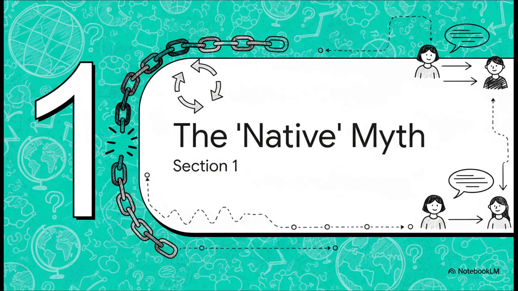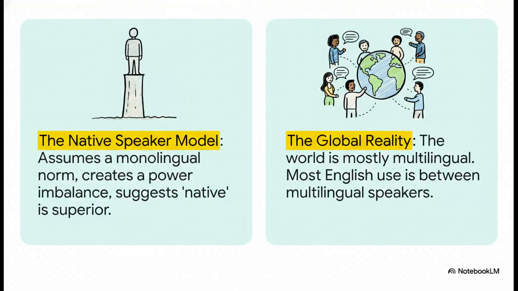Okay, so let's get right into it. We're going to start by tearing down this whole native speaker ideal and show why it's really becoming a myth, a totally outdated model for how our world actually works now. So have a look at this. On the left, you've got the old-school native speaker model. It's built on the idea that the monolingual way is the normal way, and it sets up this power dynamic where native is automatically seen as the best.